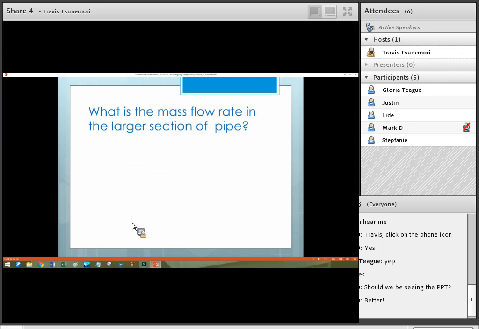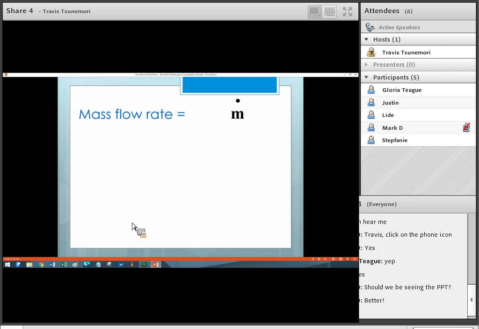Okay, now we got to switch to mass flow rate. So we had a volumetric flow rate that was in meters cubed per second, but this is asking for the mass flow rate. So if we think about that, the mass flow rate is our m dot, and really all we need to do is think about what units we have and what units we need.